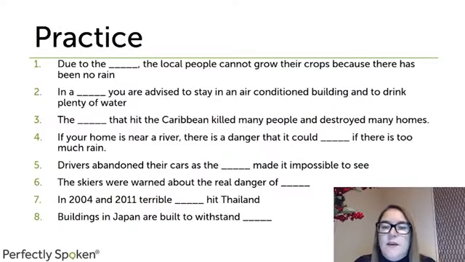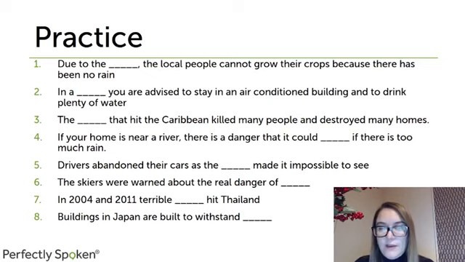Number 1, due to the blank, local people cannot grow their crops because there has been no rain. Number 2, you are advised to stay in an air-conditioned building and to drink plenty of water. Number 3, the blank that hit the Caribbean killed many people and destroyed many homes. Number 4, if your home is near a river, there is a real danger that it could blank, if there is too much rain.